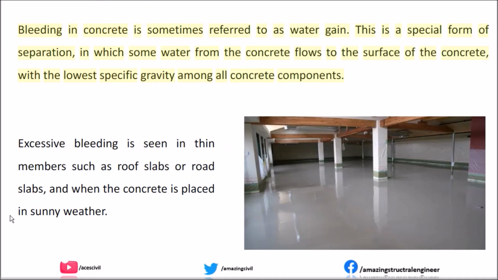This is a special form of separation, in which some water from the concrete flows to the surface of the concrete, as water has the lowest specific gravity among all concrete components. Excessive bleeding is seen in thin members such as roof slabs or road slabs, and when the concrete is placed in sunny weather.